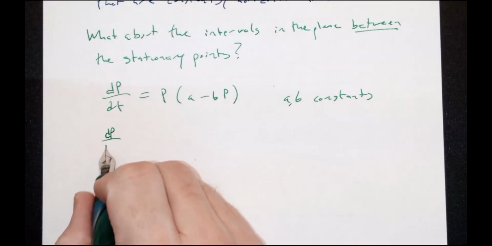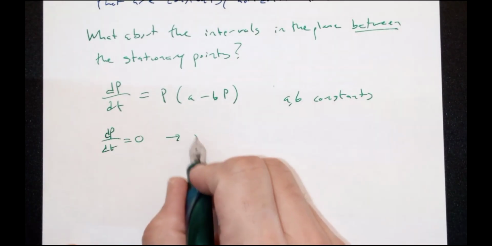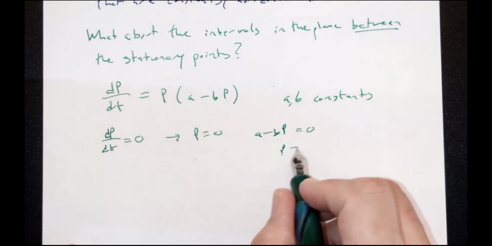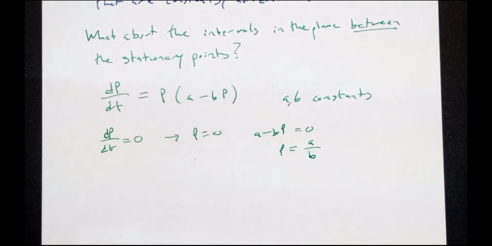So the equilibrium solutions are where my derivative is 0. So that's either P equals 0 or A minus BP equals 0. P equals A over B. Perfect, wonderful, beautiful. I love it.